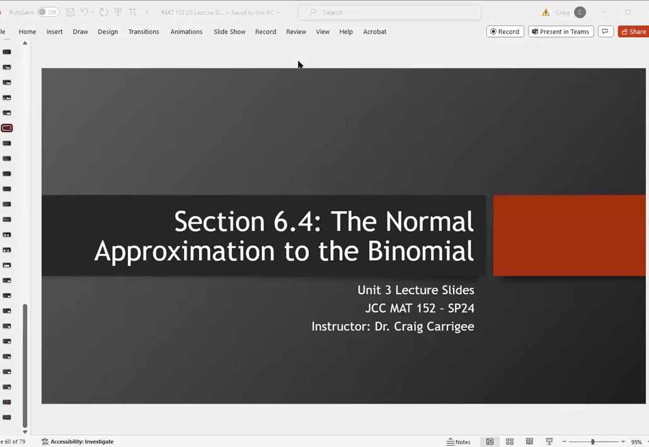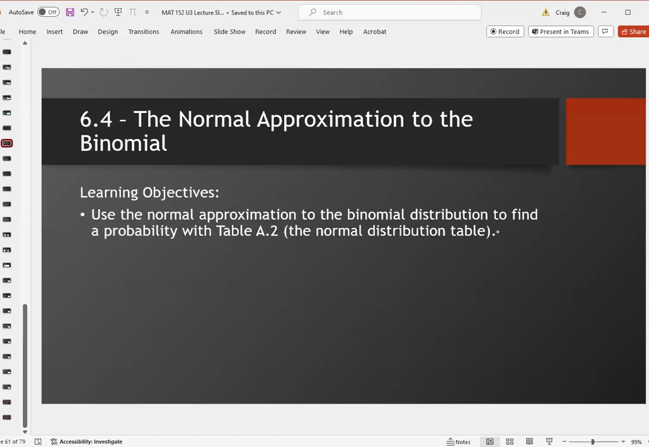Last time we talked about using the normal distribution to find probabilities about samples of proportions. This week, we're going to talk about how we can use the normal distribution as an approximation for the binomial distribution. So we talked about the binomial distribution a few weeks ago. And so we're going to talk about how to use the normal distribution to answer similar types of questions and use it as an approximation to save a lot of calculations in terms of the binomial distribution.